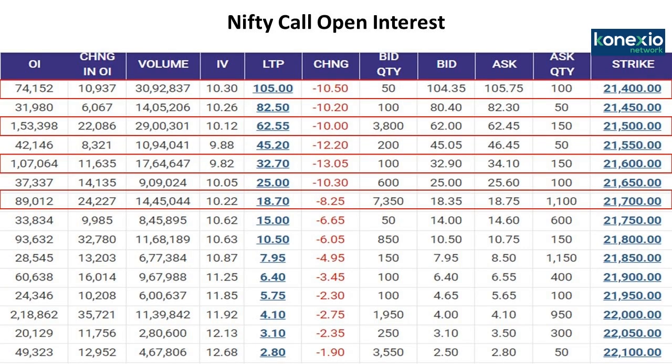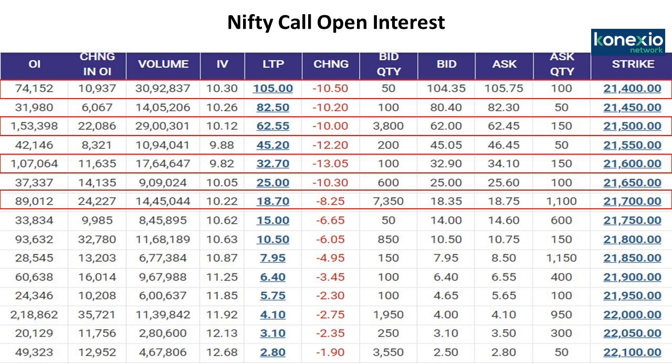So friends, now let us discuss the derivative data of Nifty calls. You will see on the screen. In Nifty calls, the action was seen in the 21,400 calls, 21,500 calls, 21,600 and 21,700 calls. Here you can see there was a slight drop in the option premium. Implied volatility is between 10.22 and 10.30. There was a rise in the open interest and a rise in the volumes.